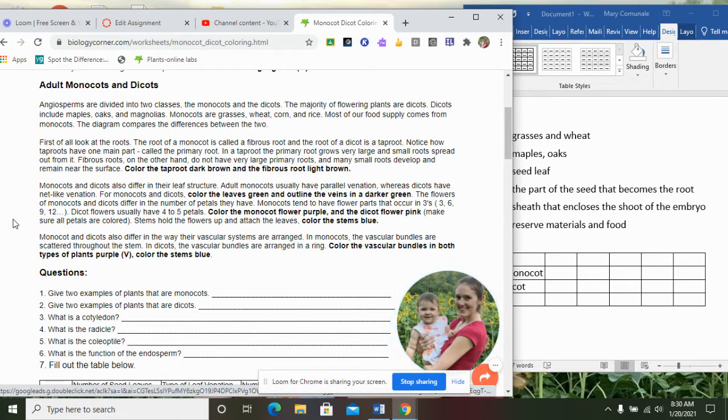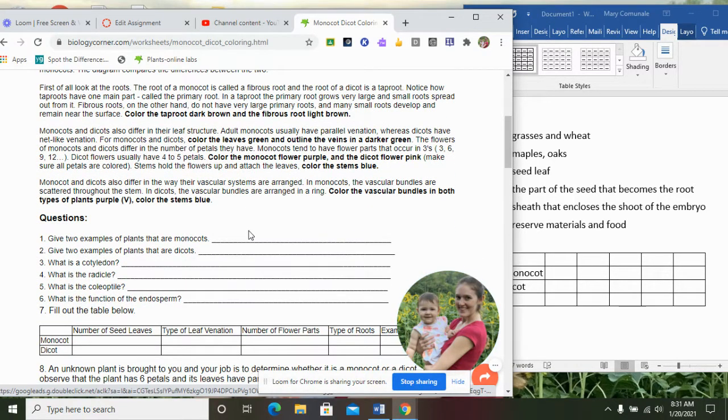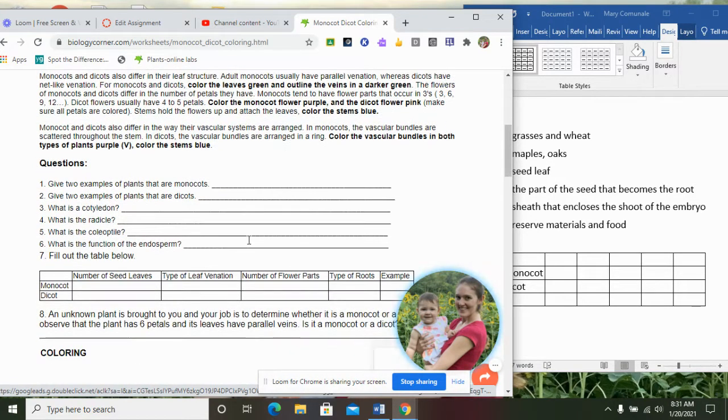Monocots and dicots differ in their leaf structure. Adult monocots usually have parallel venation, whereas dicots have net-like venation. For monocots, color the leaves green and the outside veins a darker green. The flowers of monocots and dicots differ in the number of petals they have. Monocots tend to occur in threes, dicots tend to have 4 to 5 petals. Stems hold up and attach the leaves. Monocots and dicots differ in the ways that their vascular systems are arranged. In monocots, the vascular bundles are scattered throughout the stem. In dicots, the vascular bundles are arranged in a ring.